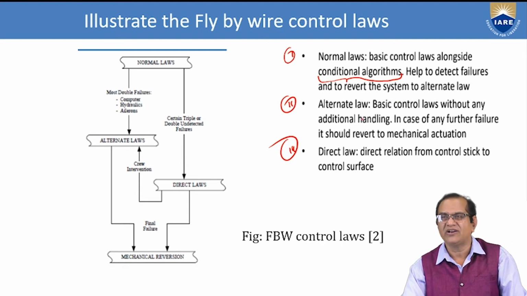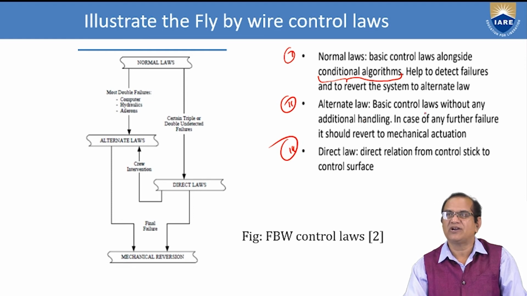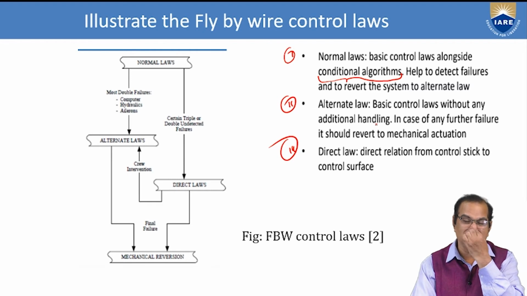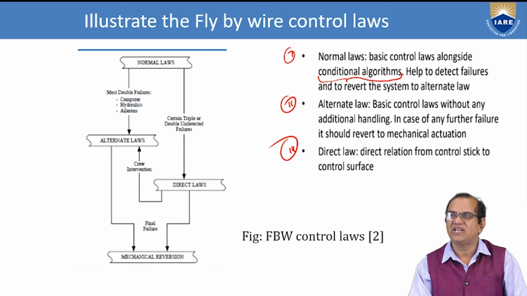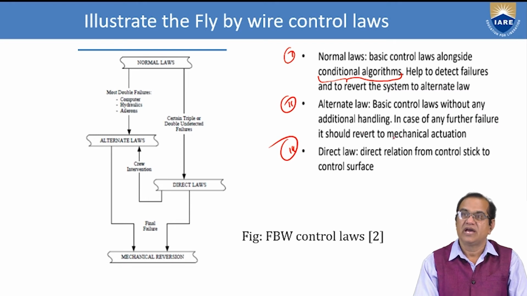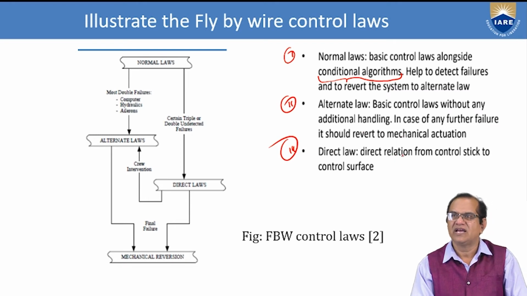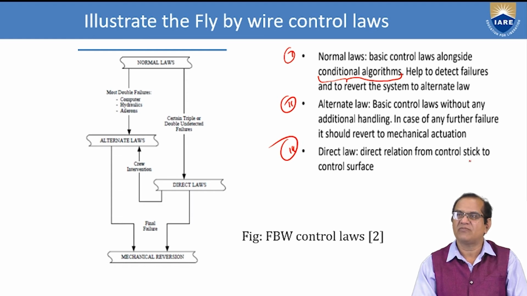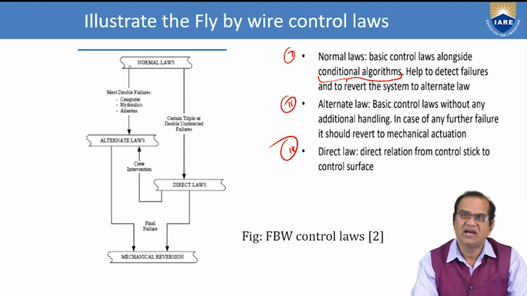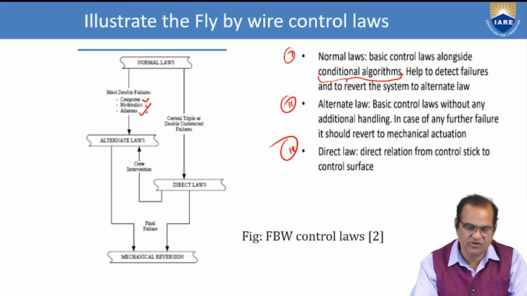So what is the alternate law? This law is the basic control laws without any additional handling. In case of any further failure, it should revert to the mechanical actuation. Next is the direct law. Direct law is the relation from the control stick directly to the control surfaces. So this is the direct law. In this diagram for the normal law, you will see that most double failures, that is, of computer, hydraulic and ailerons.